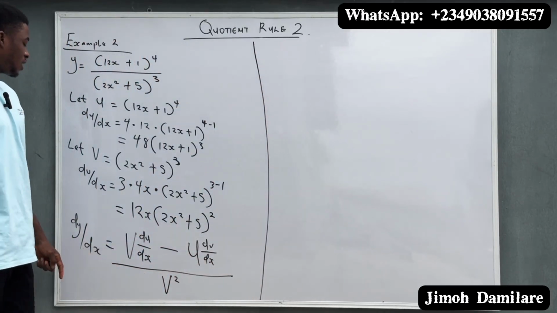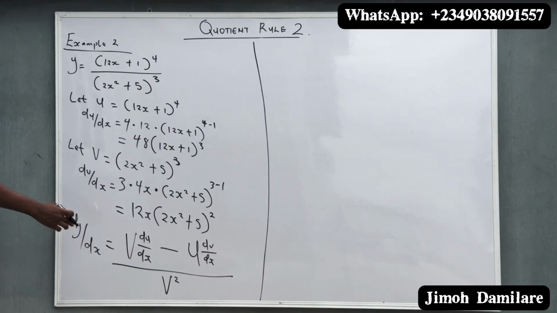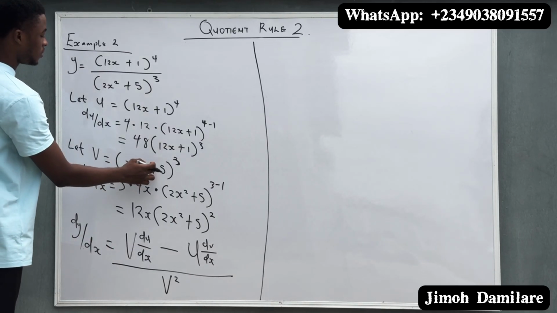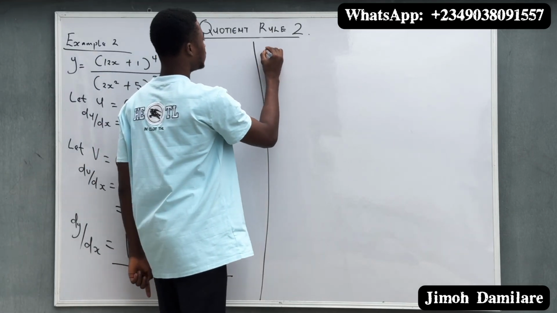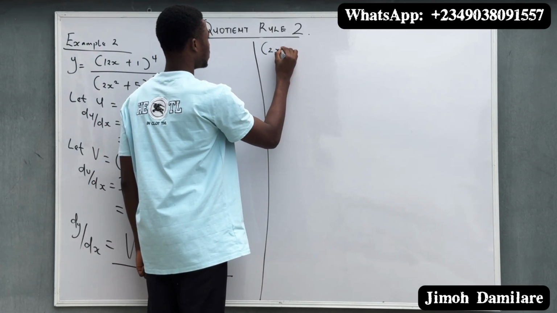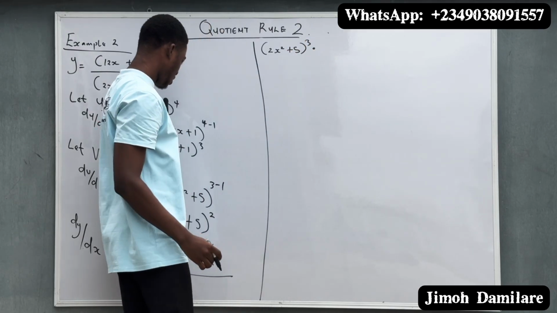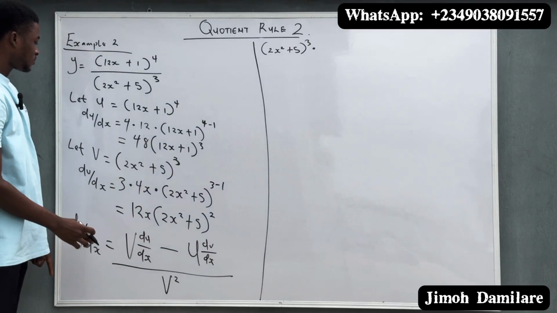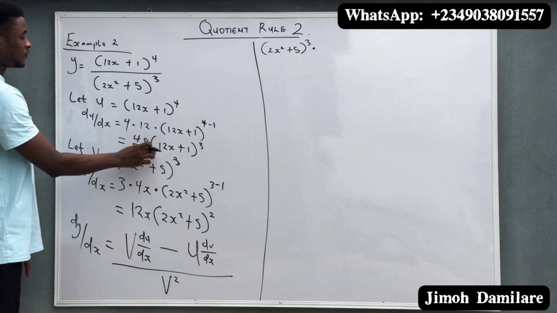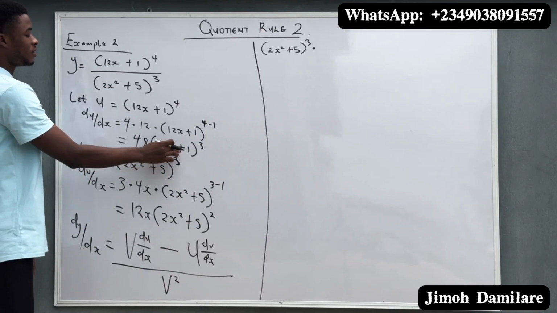So in solving this further, we know that our v, what is our v? Our v from the question is what? 2x squared plus 5 raised to power 3. So we have, open bracket, 2x squared plus 5 raised to power 3 multiplied by, what is our du over dx? Our du over dx is what? 48 open bracket 12x plus 1 raised to power 3.